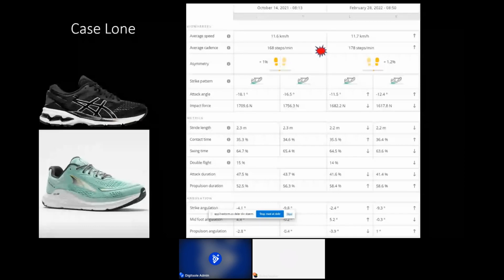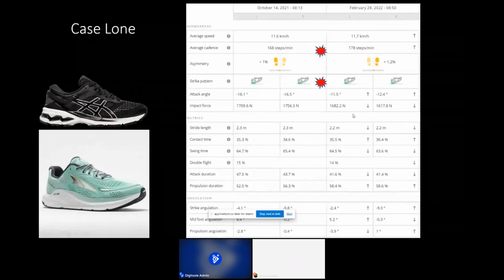She actually did increase her cadence from 168 to 178. That decreases the specific impact forces to her body, as you can see here from 17 to 16, and from 1750 to 1617. And also, what is important, it increases the attack angle from 18 to 11 and 16 to 12 degrees. So she's very much faster into the whole foot and the support of the foot and all the cushioning and the mechanical cushioning of the foot that is much earlier addressed by reducing the attack angle.